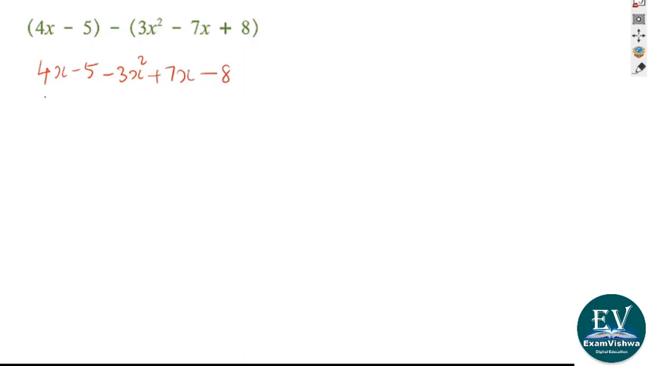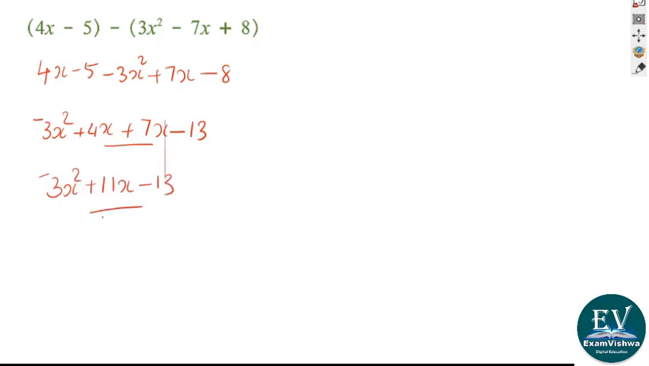Now if you look at that expression, it is not in order. As I told you, it should start with the highest index, so you will write minus 3x square plus 4x plus 7x. Now minus 5 and minus 8 together make minus 13. Both of these are like terms, so we can further simplify it as plus 11x minus 13. These things we have done, and this is related to algebraic expressions and their operations. That is one thing which is very important here.